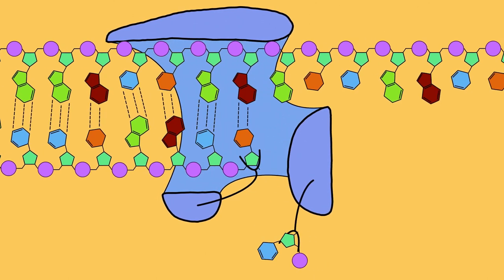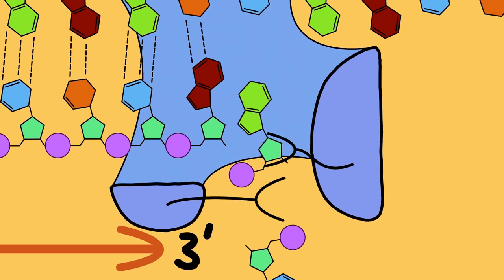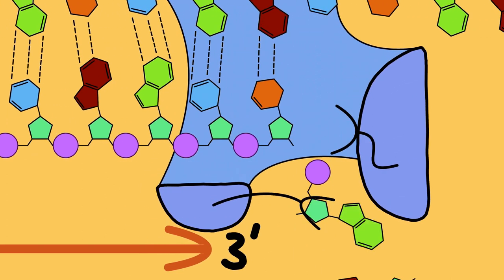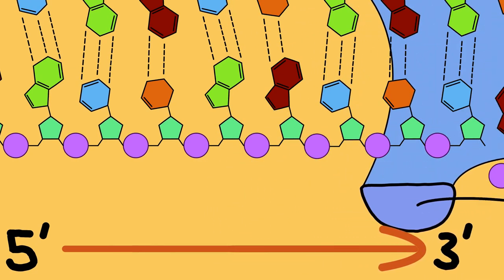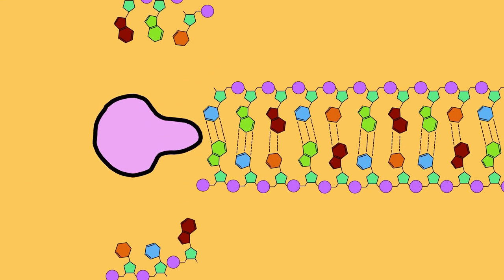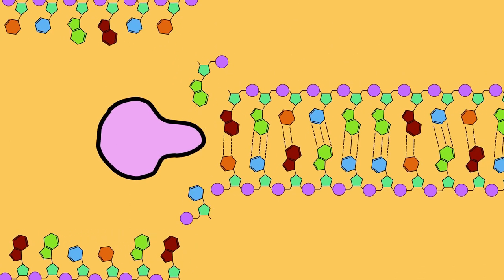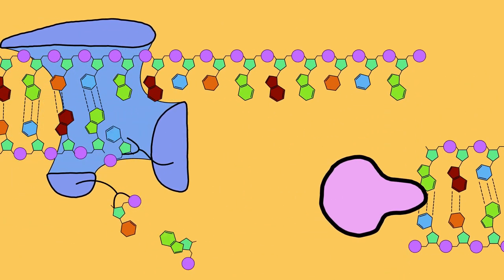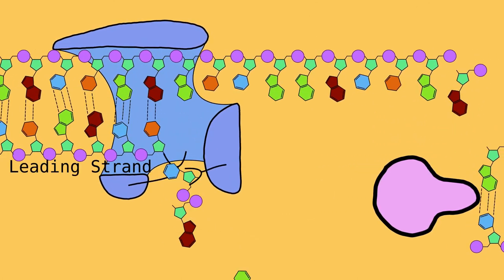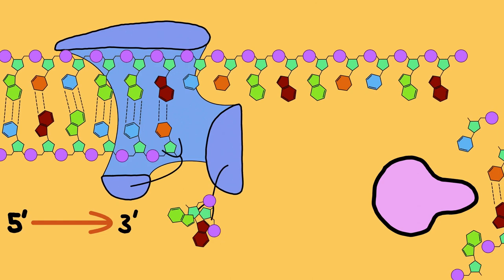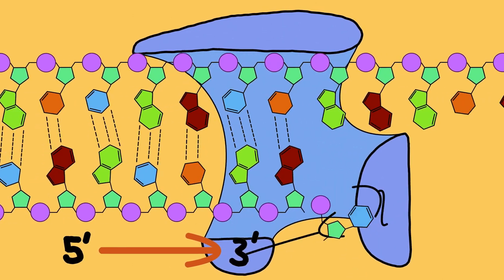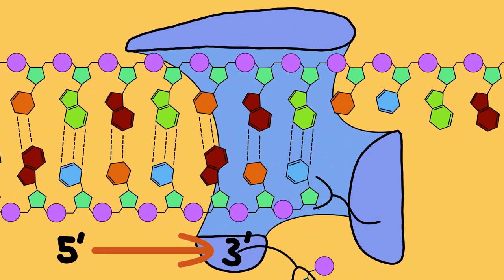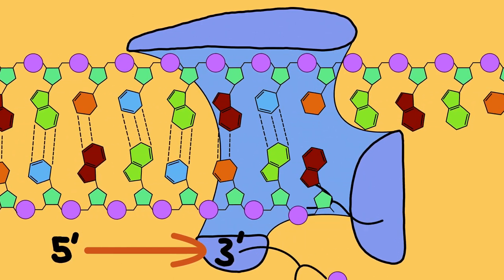DNA polymerase can only add nucleotides to the 3' end of the new strand, and therefore can only assemble the new strand in the 5' to 3' direction. One of the new strands, the leading strand, is oriented in the 5' to 3' direction, so is made continuously, with the DNA polymerase continuously adding new complementary nucleotides in the 5' to 3' direction.